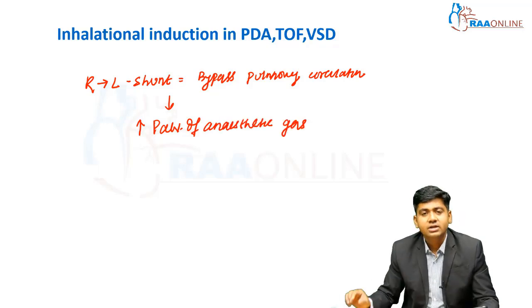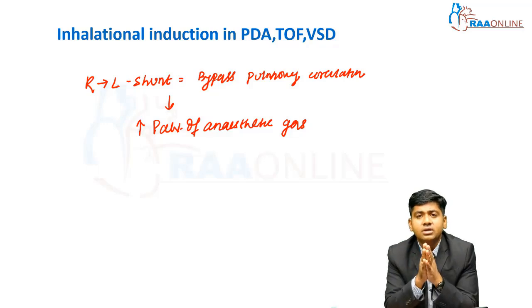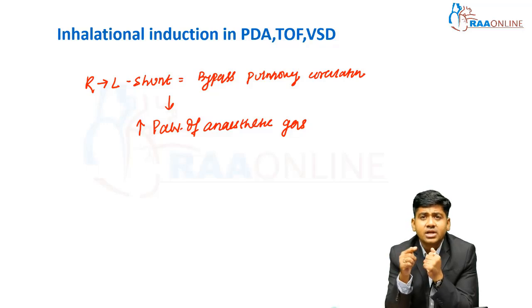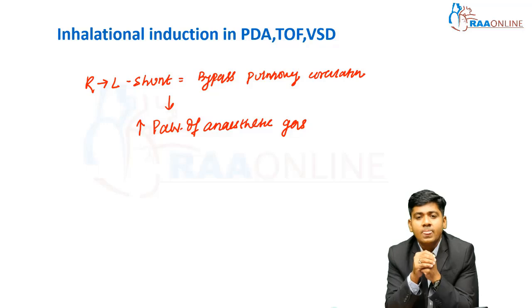Now I think you understand. When we have a right to left shunt, whatever blood is present in the right ventricle will not go to the lungs because there is a bypass. It will go from the right ventricle to the left ventricle, and therefore the alveolar concentration of the anesthetic agent will be higher in the lungs because the pulmonary circulation is now bypassed.